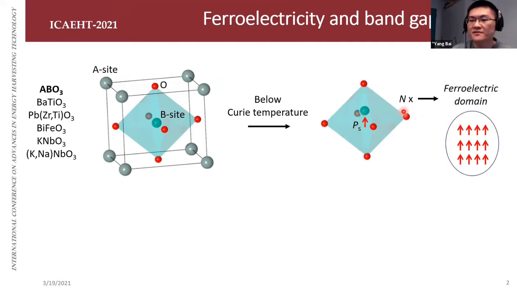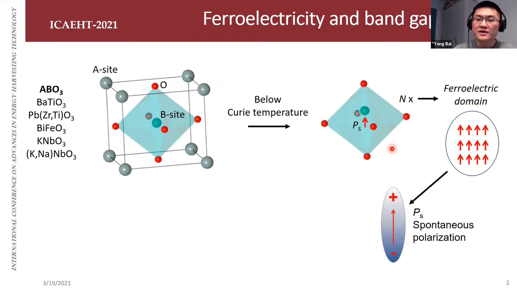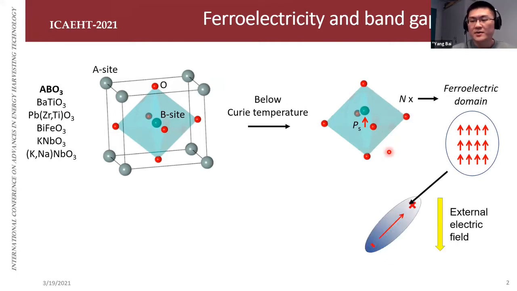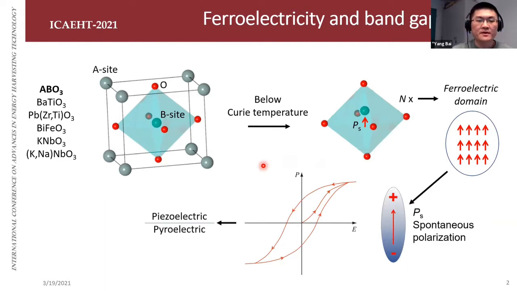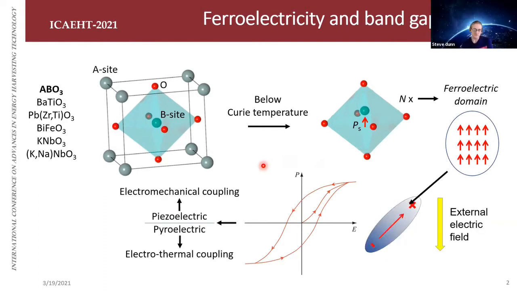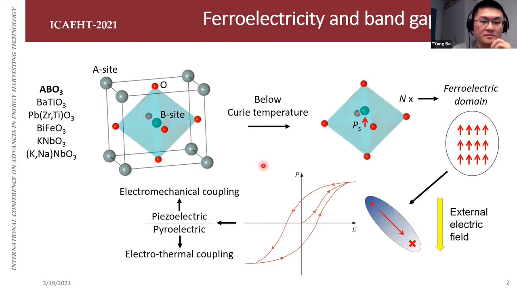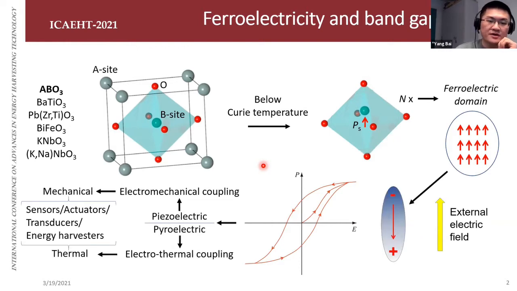If you happen to have the same polarization at the same time in the same region, you form a ferroelectric domain, right? And then you can switch the domain by an external electric field. If you measure the hysteresis loop, it's just like that, as Bumi just pointed out many times. Because of this, you can have pretty good piezoelectricity and pyroelectricity. So you can use them for electromechanical coupling or electrothermal coupling.